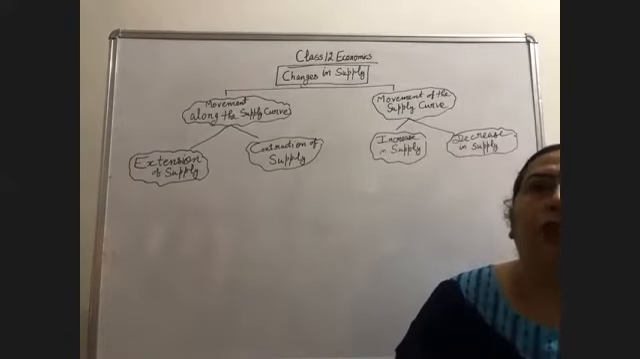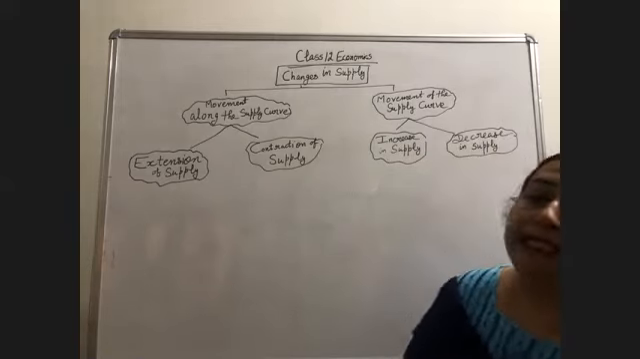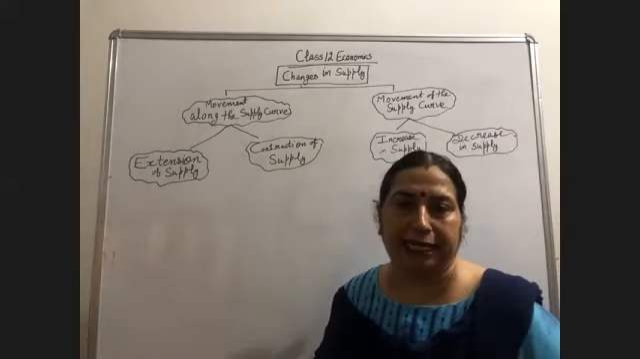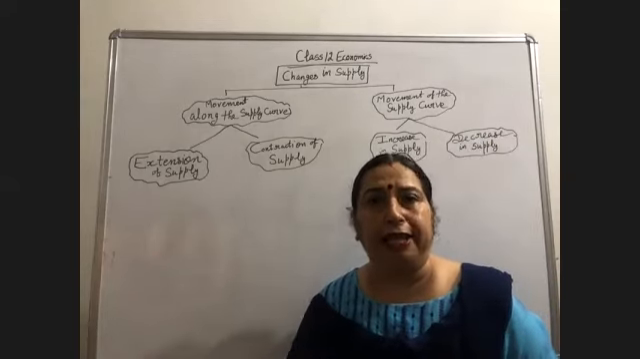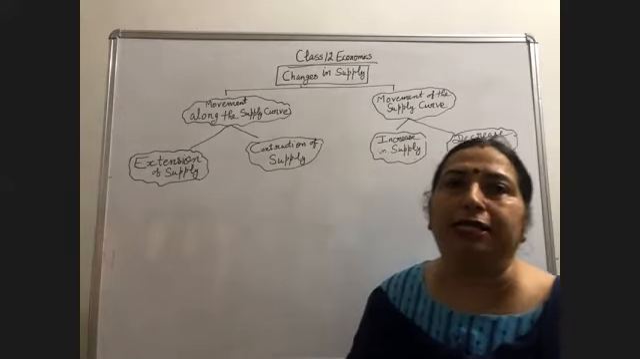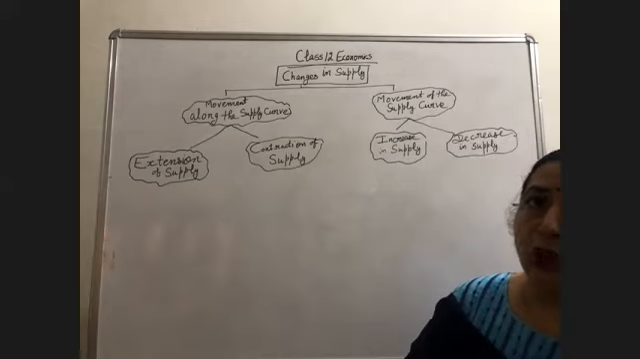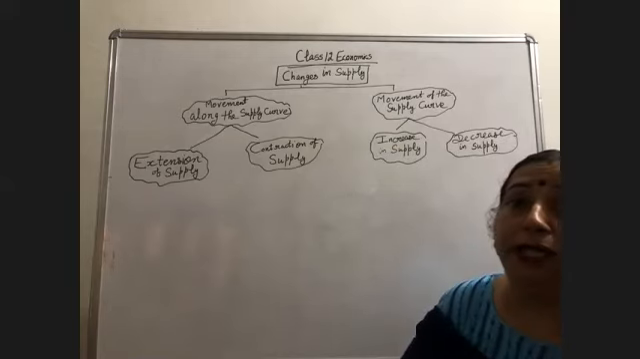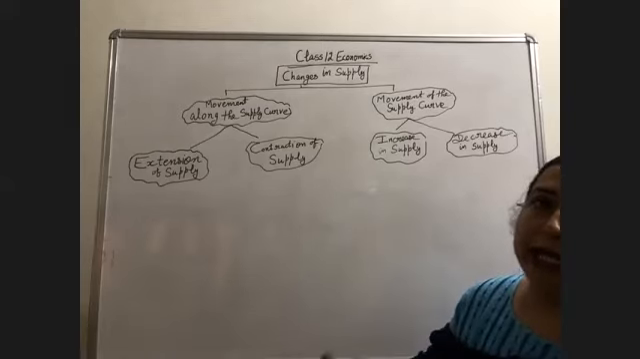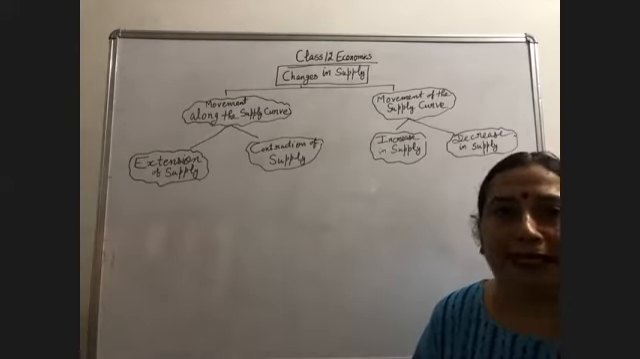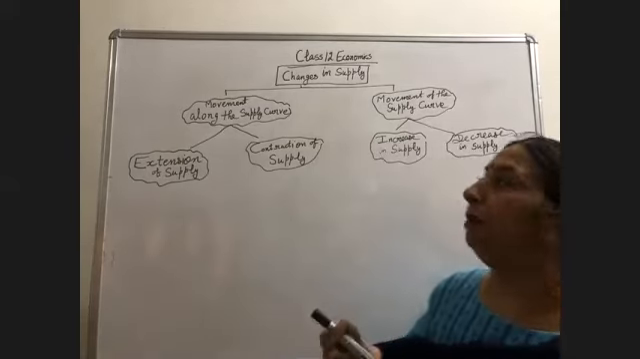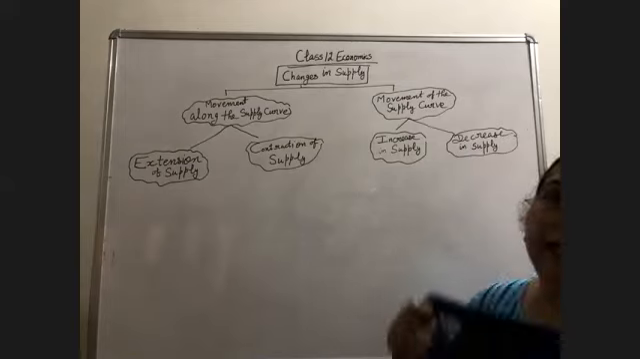Now we are coming to the next topic, changes in supply. First of all, let us revise the law of supply as well. What is that? When there will be an increase in price, quantity supplied will also increase. Greater will be the quantity supplied in case of rise in price, other things remaining the same, and with a fall in price, lesser will be the quantity supplied, other things remaining the same.